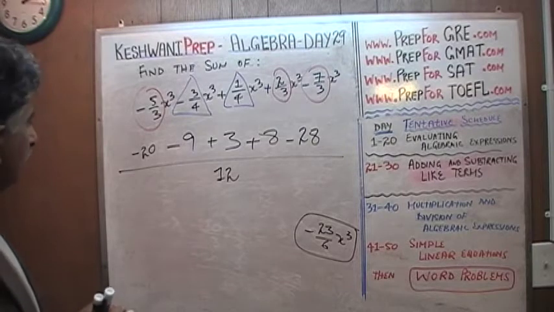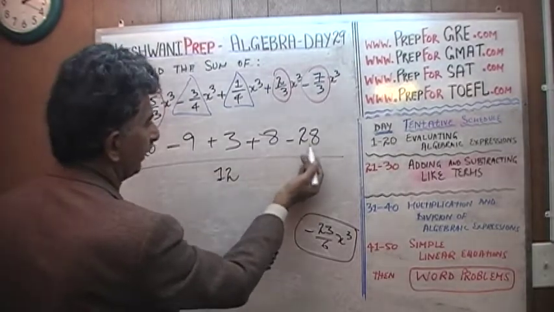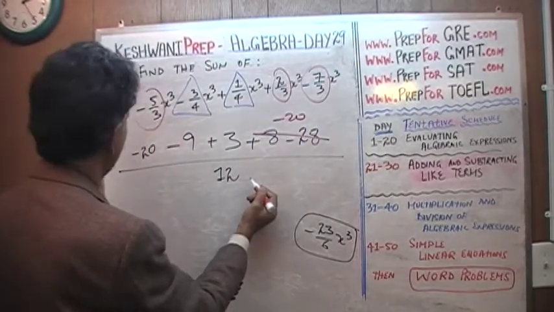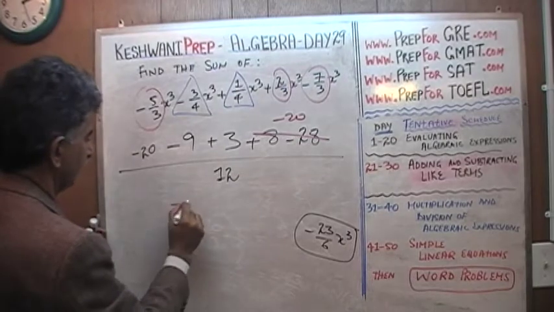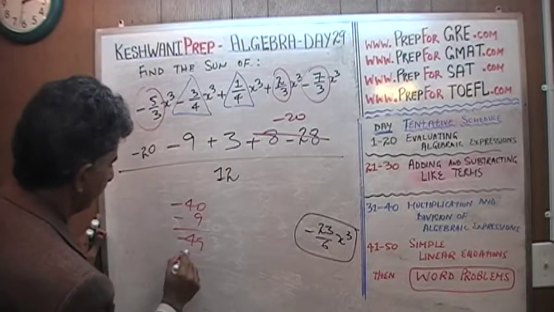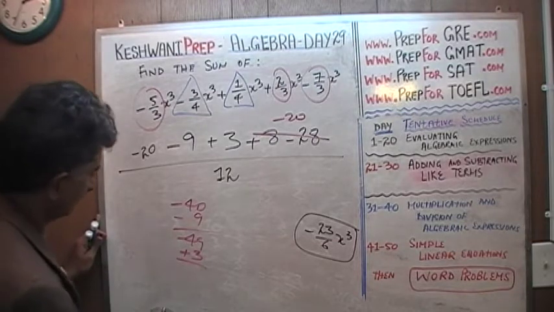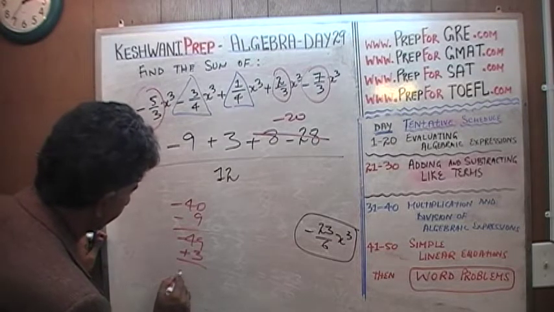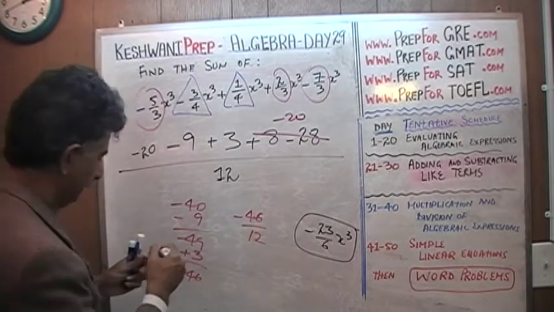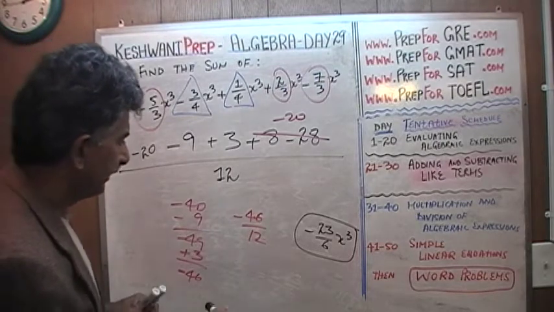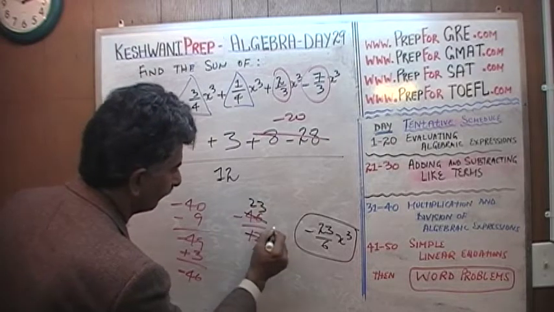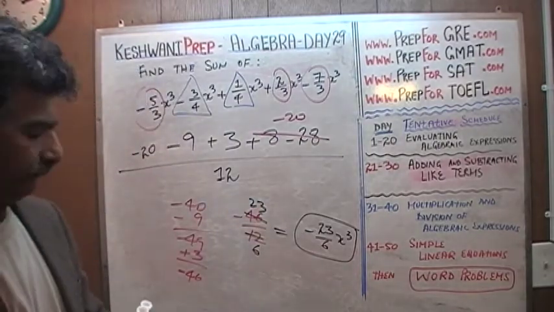I see a positive 8 and a negative 28. Together these two give us negative 20. And I see a negative 20 and negative 20, so that's negative 40. And negative 9, so that's negative 49. Plus a 3. That gives us negative 46. So we get negative 46 over 12, which can be reduced. If you were to divide the top and the bottom by 2, it will give us negative 23 over 6, voila. Right here, negative 23 over 6.